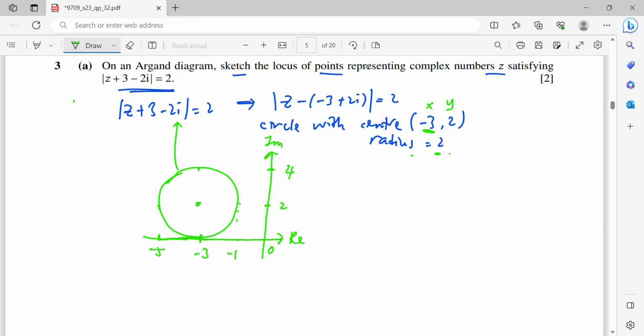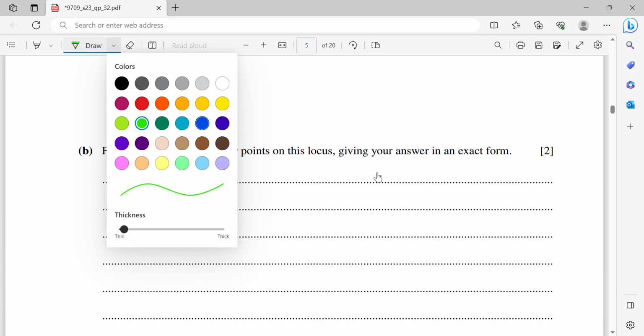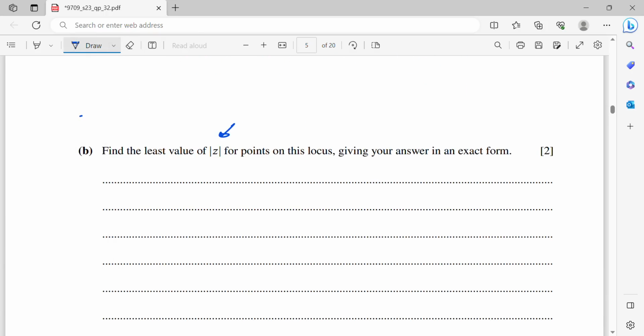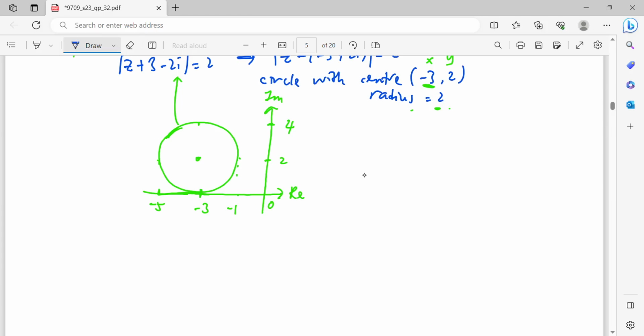Okay, so this is my circle. Make sure you draw a smooth circle. Now, for B, find the least value of the modulus of z for points on this circle, giving your answer in exact form. So the least magnitude, this is the magnitude. The magnitude is counted from the origin. So obviously the least magnitude is here. Okay, this is the least magnitude.